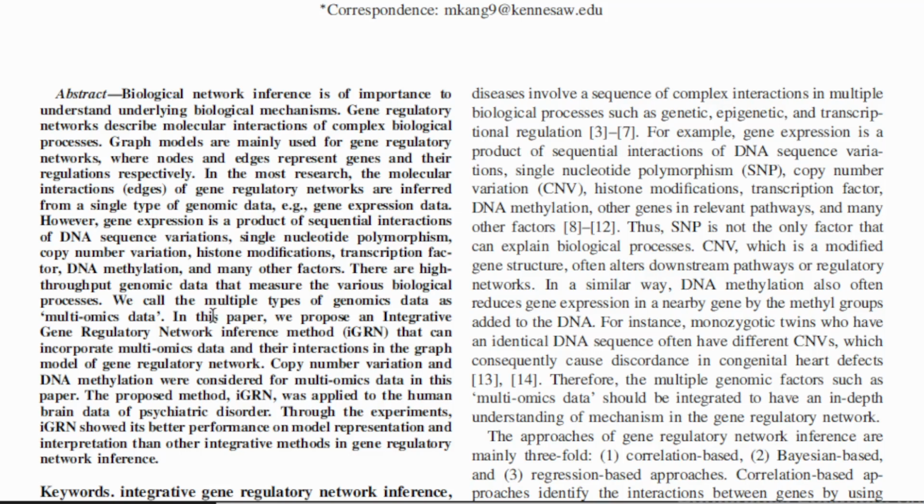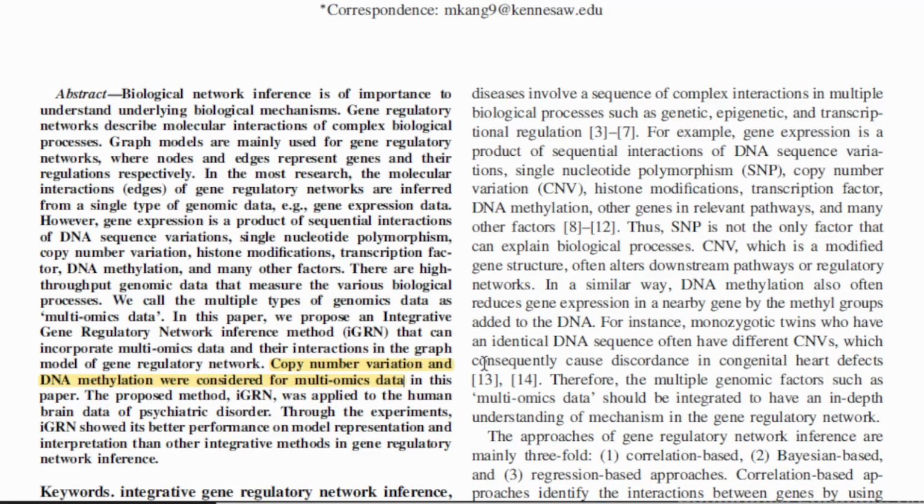Copy number variation and DNA methylation were considered for multi-omics data in this paper. The proposed method, iGRN, was applied to the human brain data of psychiatric disorder. Through the experiments, iGRN showed better performance on model representation and interpretation than other integrative methods in gene regulatory network inference. Keywords: Integrative Gene Regulatory Network Inference, Multi-omics data.